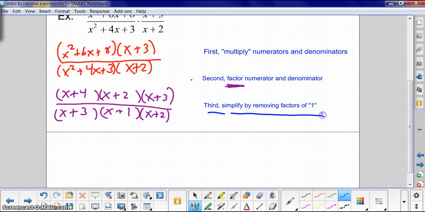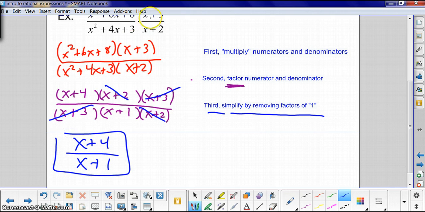We're going to simplify by removing factors of 1. x plus 2 divided by x plus 2, that's 1. x plus 3 divided by x plus 3, that's 1 also. And so therefore my final answer is going to be x plus 4 over x plus 1. So I multiplied these rational expressions together, but I didn't really multiply. I just wrote it together, factored, reduced, and then wrote my final answer that way. Let's see how we do.